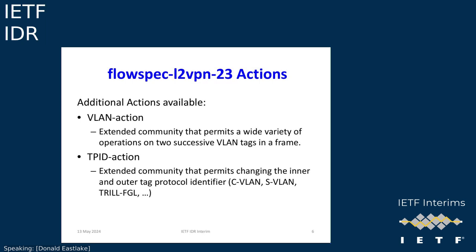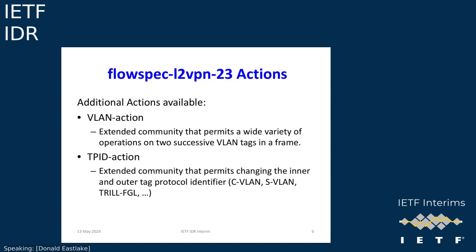That's sort of interesting because the draft doesn't actually talk about what happens if you're trying to do something that assumes there are two VLANs and there's actually only one. The draft only refers to the outer and the inner. So I guess maybe if you have only one VLAN, they both refer to the same one, which is interesting.